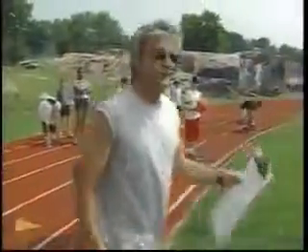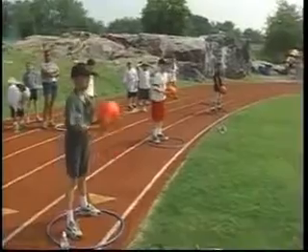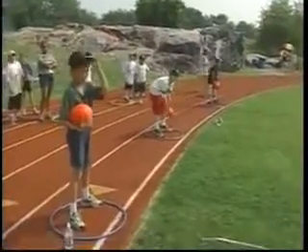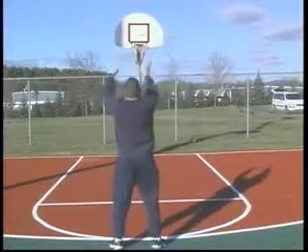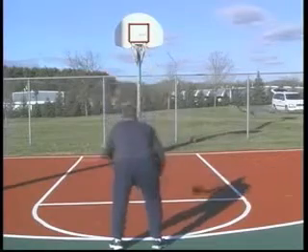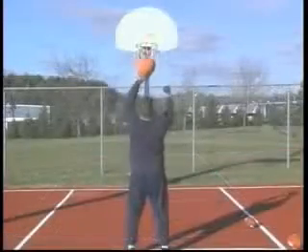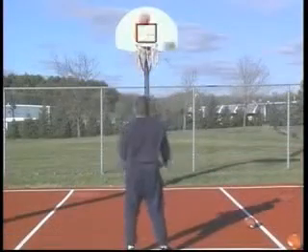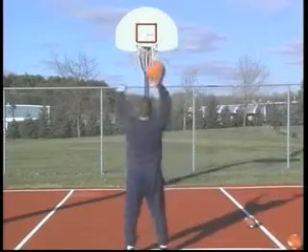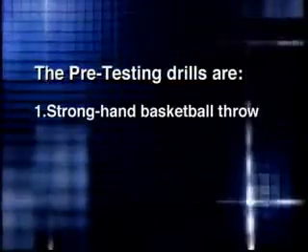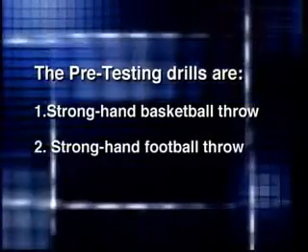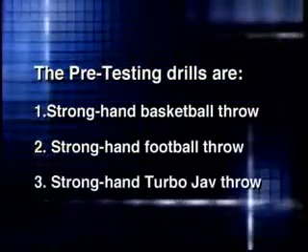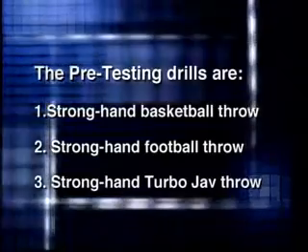The pretest uses 3 implements and measures not only distance, but accuracy as well. Borrowing from a sport that most students are already familiar with, football, and using a basketball because of its oversized spherical shape, the students are assessed on their techniques and mechanics. The pre-testing drills are strong hand basketball throw, strong hand football throw, strong hand turbo jab throw.